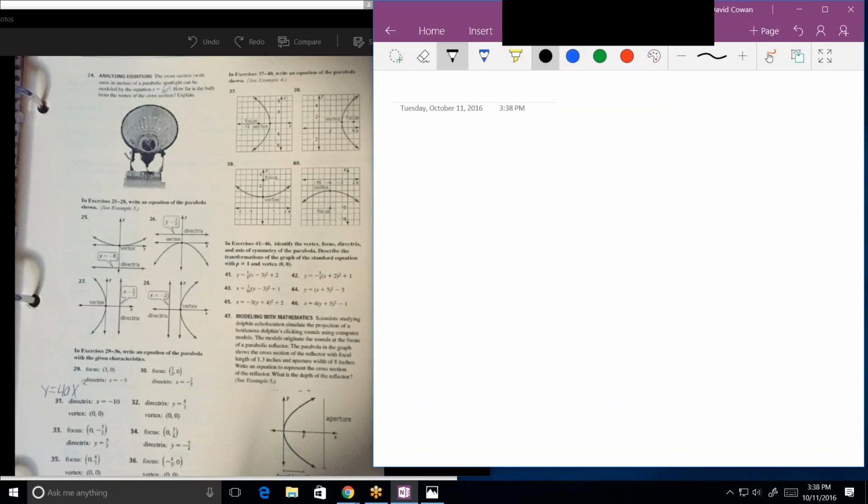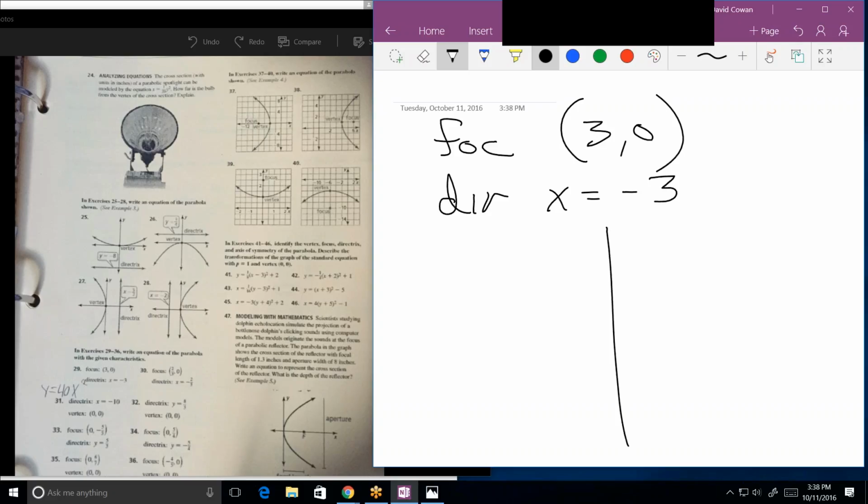Next one do you want to look at? Could we do one of the ones between 29 and 36? Absolutely. Let's start with 29. So if our focus is at 3, 0, that actually tells us quite a bit. Now we need the equation of the directrix to tell us. The equation of the directrix is equal to that. Now, is that a horizontal? That's the very first thing you have to figure out: are we looking at a horizontal or a vertical parabola?